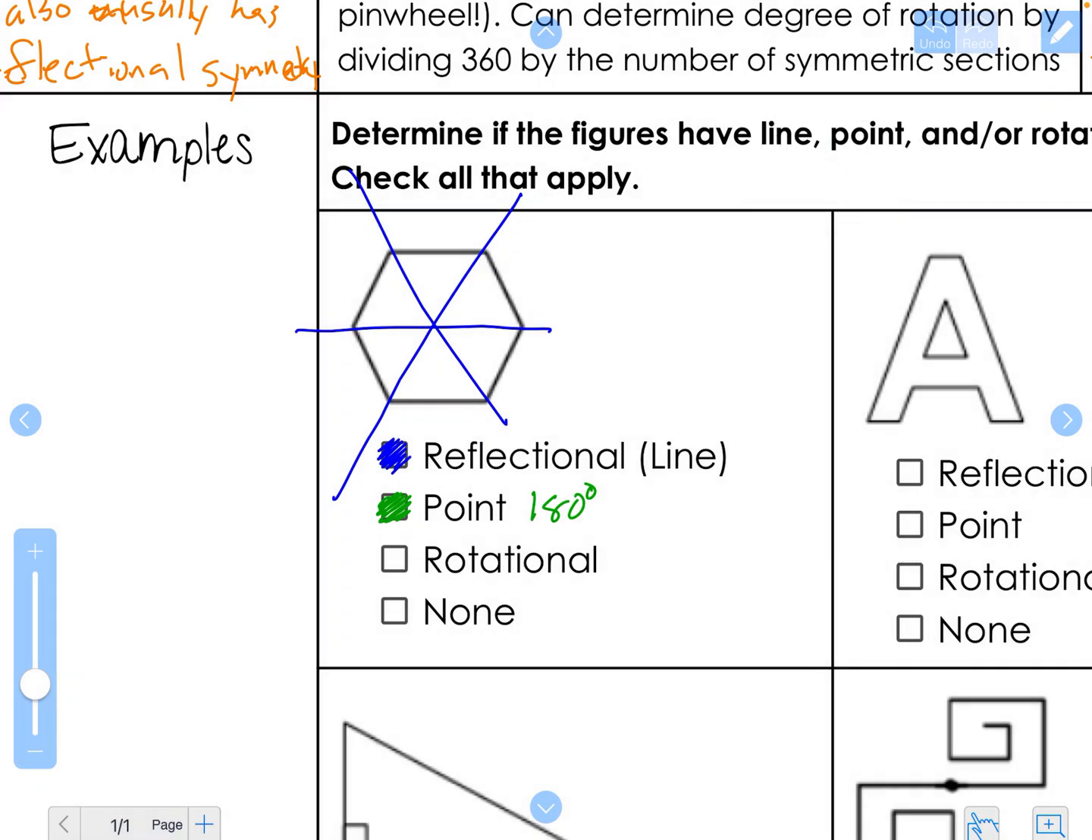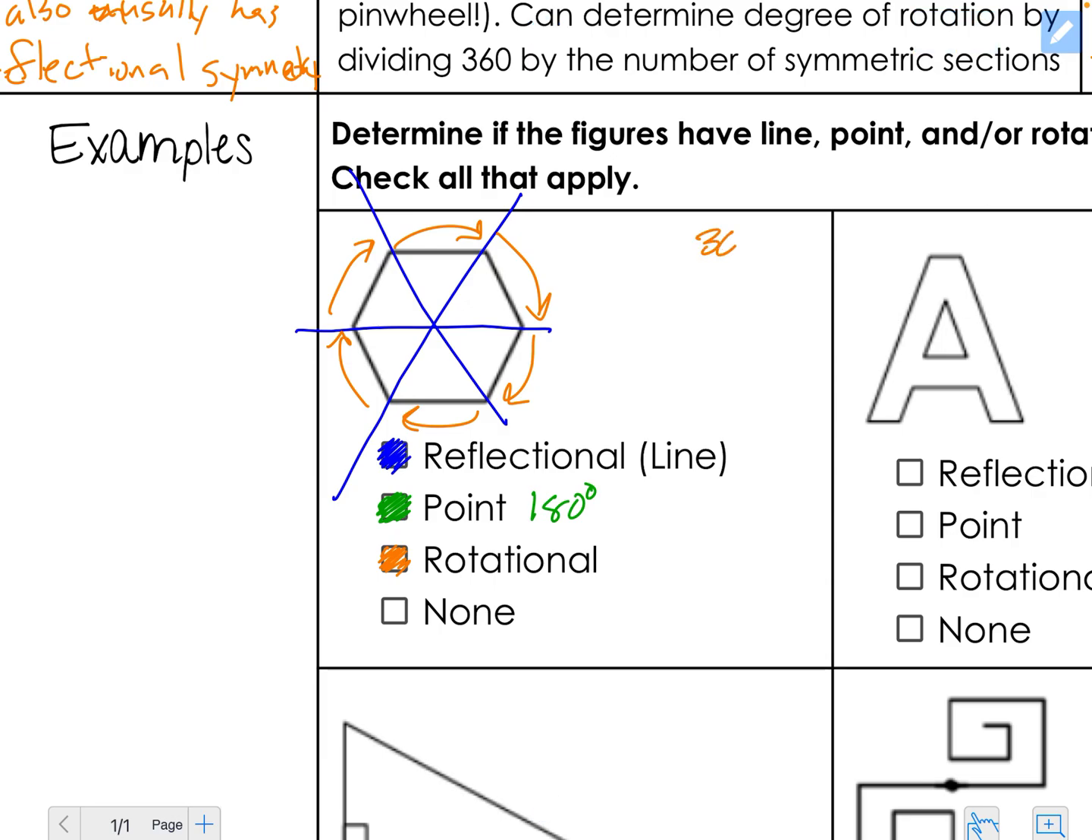And finally, if I rotated this 1, 2, 3, 4, 5, 6 different ways, it would have the same shape. So 360 divided by 6 would be 60 degrees. So it has rotational symmetry at 60 degrees.